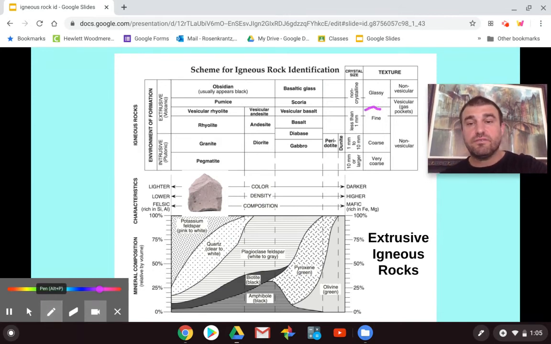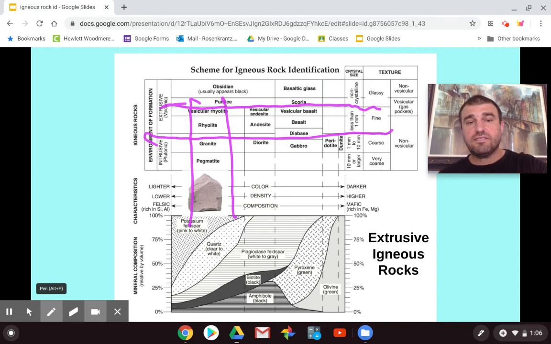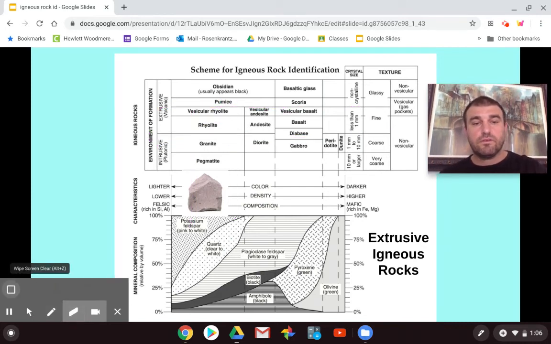Well, this is a real pale pink, so this is a light colored rock. All right, so this is fine. So it's a fine-grained rock that's light in color. I don't see any gas pockets, so this is rhyolite. Okay? Next rock.